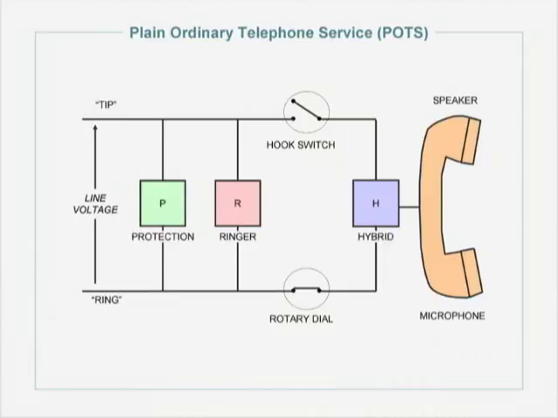Just a couple of other things on this diagram. We've got line voltage going from one wire labeled ring to the other wire labeled tip, and we've got a protection and a ringer across the two wires. Let's just cover those items to finish off our discussion of POTS. The two wires, which are the loop, actually have names. One of them is called tip and the other one is called ring.